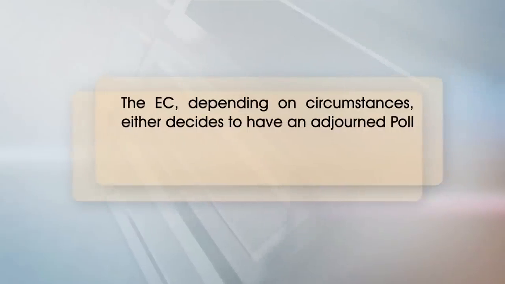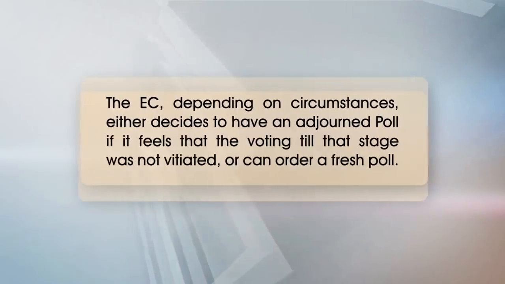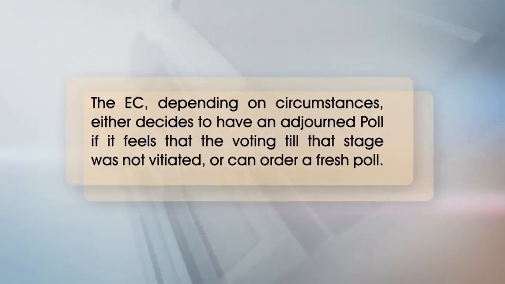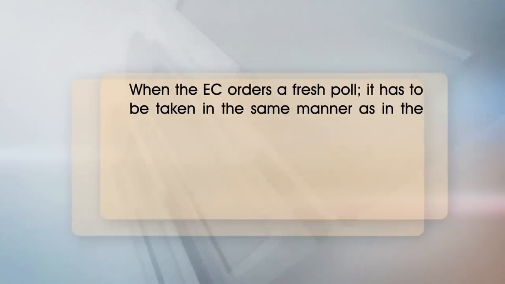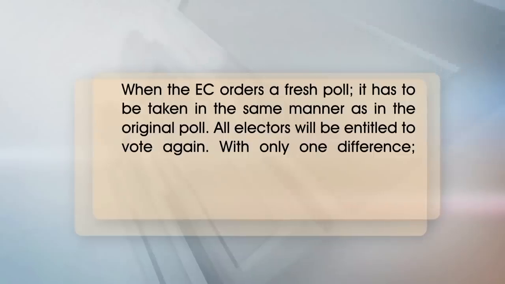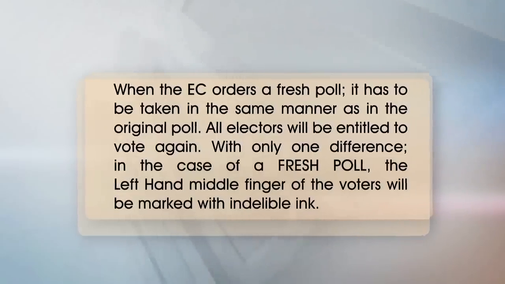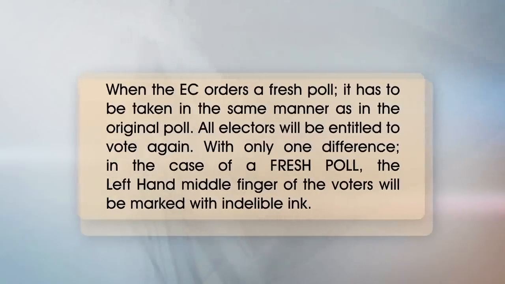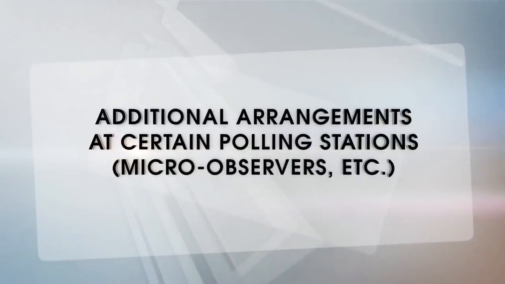The EC, depending on circumstances, either decides to have an adjourned poll if it feels that the voting till that stage was not vitiated, or can order a fresh poll. When the EC orders a fresh poll, it has to be taken in the same manner as in the original poll. All electors will be entitled to vote again, with only one difference. In the case of a fresh poll, the left hand middle fingers of the voters will be marked with indelible ink. Additional arrangements at certain polling stations, micro-observers, etc.